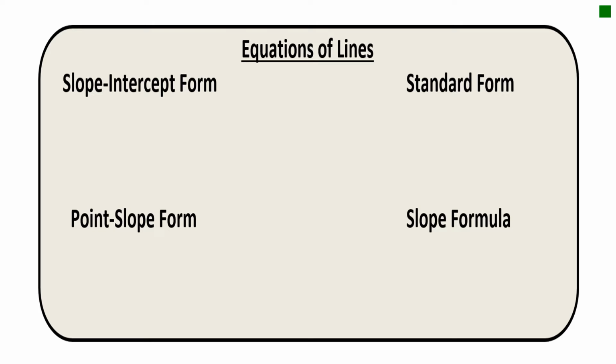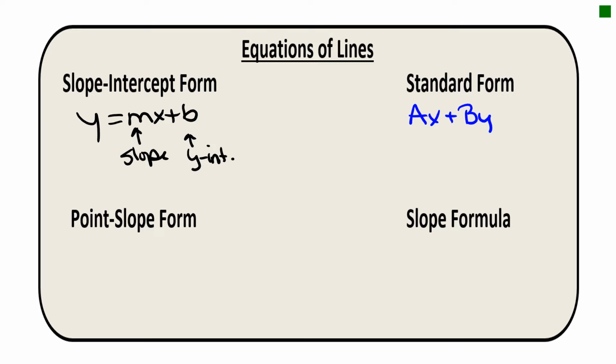So slope-intercept form, remember, is y equals mx plus b, where m is your slope and b is your y-intercept. You'll go right to that form if I give you the slope and I give you the y-intercept. Standard form is ax plus by equals c. C isn't really anything special, it's just a constant. Important things, remember, this has to be positive.